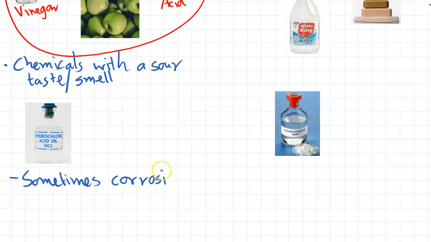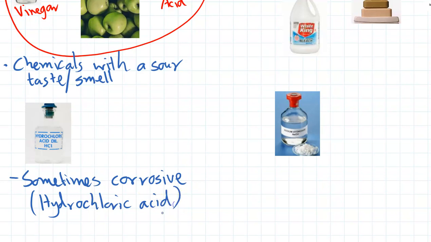So sometimes acids are corrosive, and a corrosive acid that you often see in the lab and even at school is called hydrochloric acid. And hydrochloric acid's chemical symbol is HCl because it's a compound of hydrogen and chlorine bonded together.